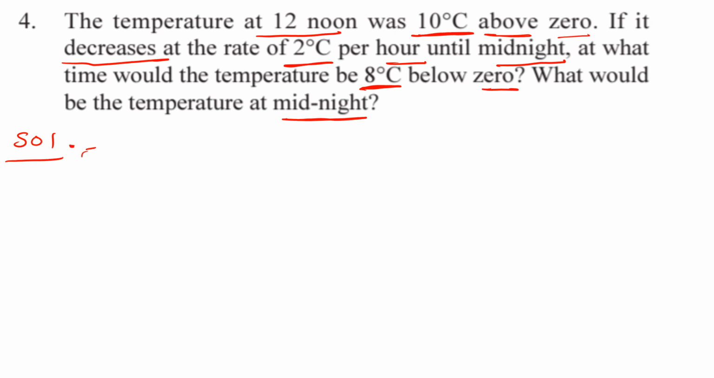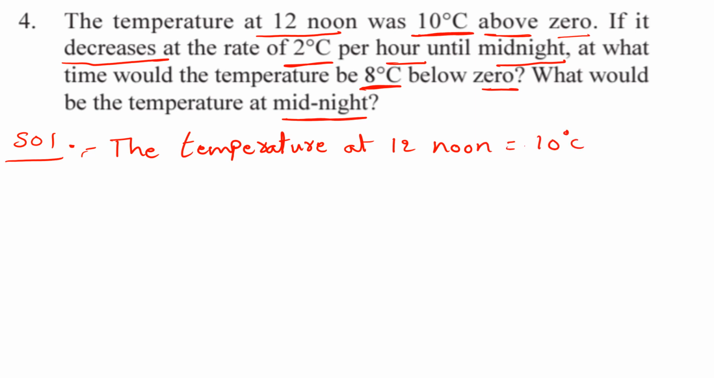Okay, so given that at 12 noon, the temperature will be 10 degrees centigrade above zero. Write down that the temperature at 12 noon is 10 degrees centigrade, that is plus, positive.